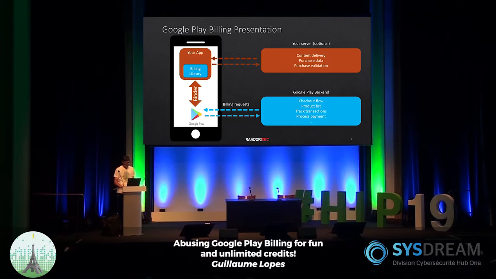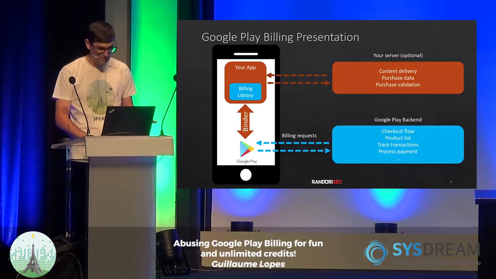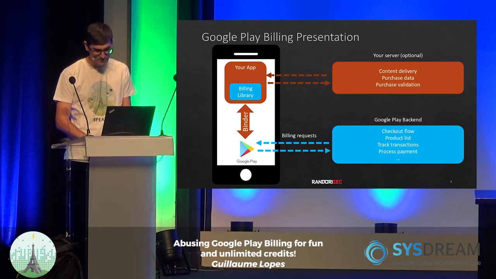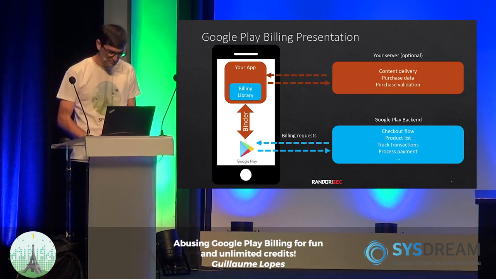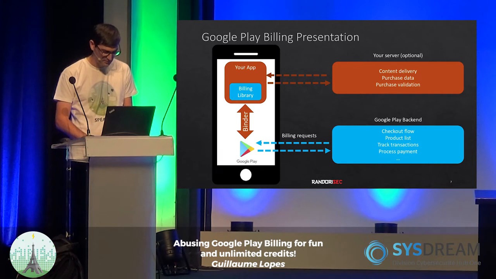So yes, the backend is not used only for that, but also to retrieve the product list that your app is selling, and also for tracking the transactions. For instance, you can imagine you are buying a magazine. If you already bought it, you can retrieve it without buying it again. And then optionally, the developer's app can have a server to perform the payment validation or to deliver the product, if you need to deliver the product with a third party.